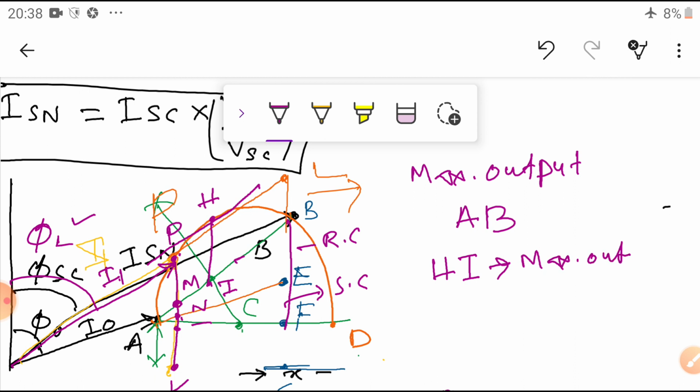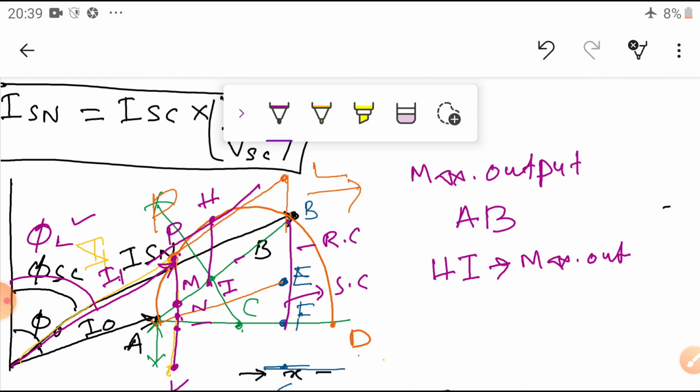How to do it? Simply take the parallel line to AB, that is the output line, and draw a line tangent to the semicircle, and it touches at H. From H, drop one line up to the output line, and you are going to get the point I. Then the length of HI indicates the maximum output of the motor at that condition.